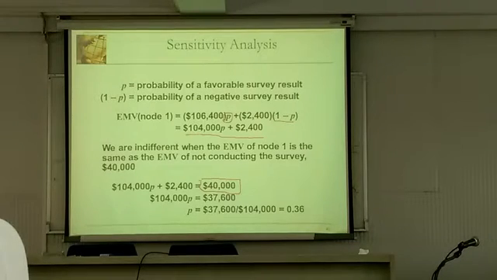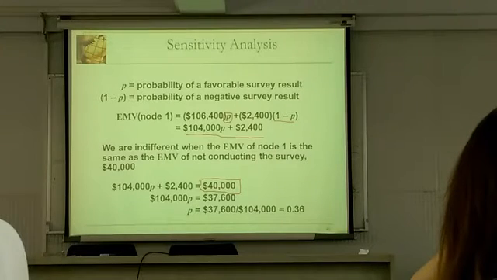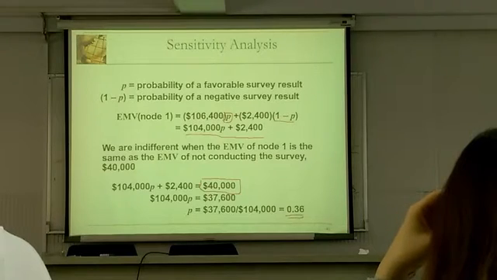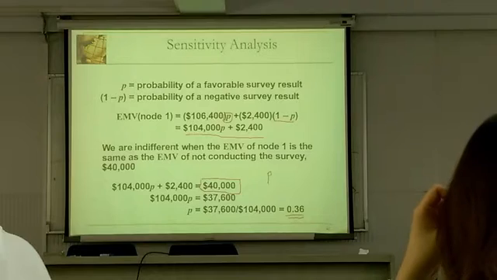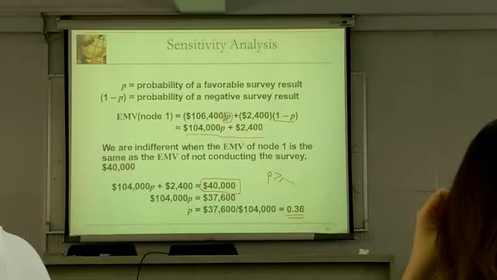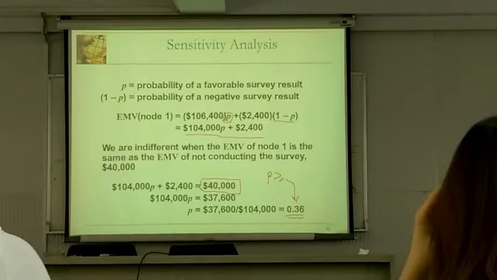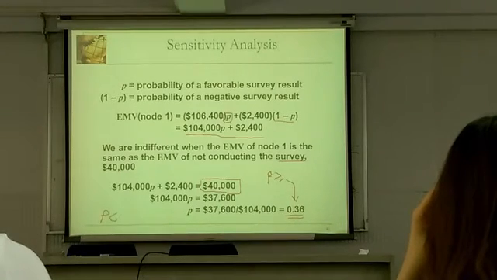We don't set it to 0. That's not what we want. We compare with 40,000, because that's going to be the number when we switch to not doing the survey. After we solve everything, P will be equal to 0.36. It means that as long as P is greater than or equal to this number, you will do the survey. You will switch to another decision only when P is less than 0.36.